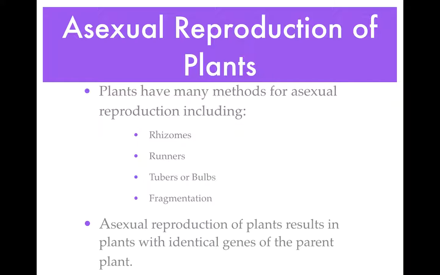Asexual reproduction in plants results in plants that have identical genes of the parent plant. Note that this is very different from sexual reproduction. With sexual reproduction, you get variety in the offspring. They can have different genetic traits. It's sort of a combining and mixing of those traits. But with asexual reproduction, the offspring are exactly like the parents. So in essence, you're getting clones of the parents.